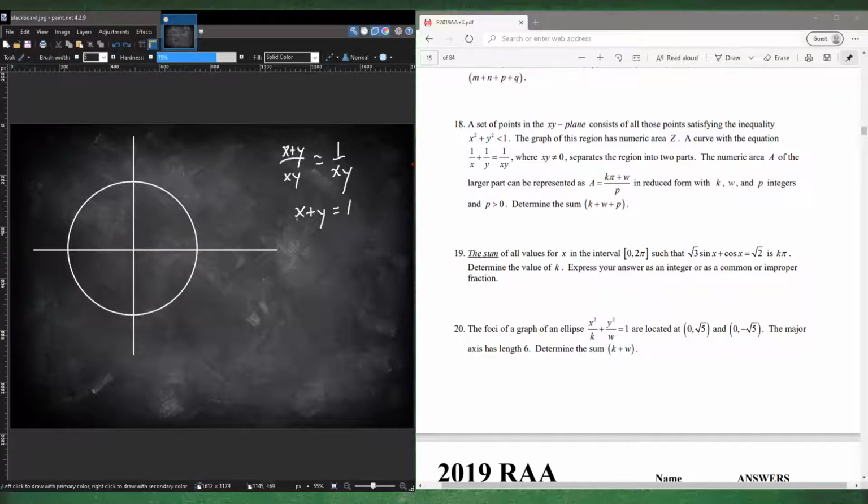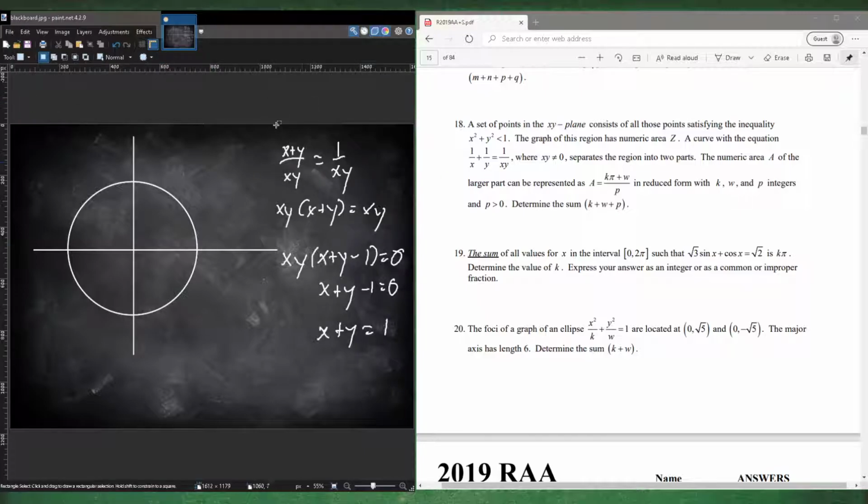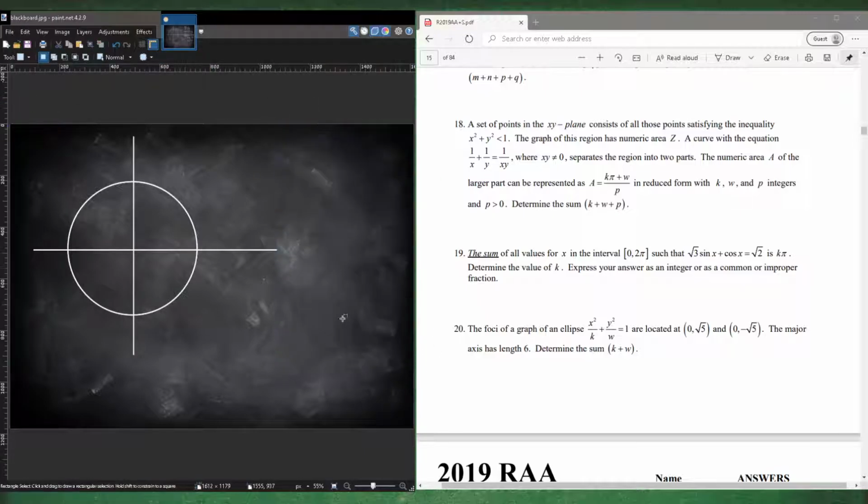Basically that tells us that x plus y equals 1. So if you're not sure if that's true, you can always just cross multiply. That gives us xy(x plus y) equals xy. Then subtract and distribute out the xy to get x plus y minus 1 equals 0. So that means x plus y minus 1 equals 0, x plus y equals 1, right? It's the exact same thing.